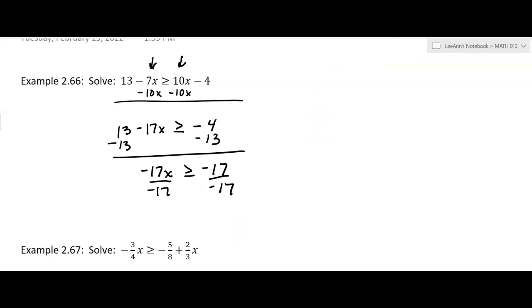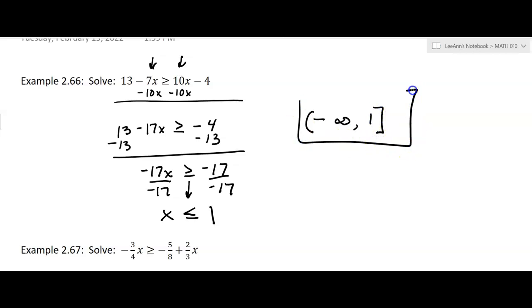But that says switch the inequality, right? So x is less than or equal to 1, okay? So the inequality switched. I do the math. I get an x on the left and a 1 on the right. Okay, x is less than or equal to 1. I won't graph it this time. Negative infinity to 1 with a square bracket. But you could graph it.